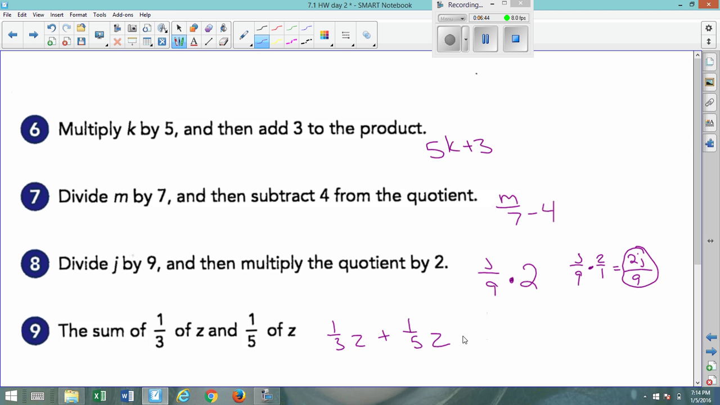The sum of 1/3 z and 1/5 of z. So 1/3 z plus 1/5 z.